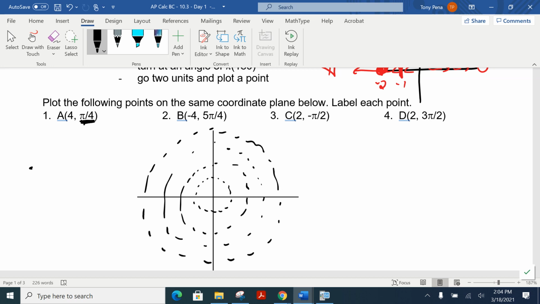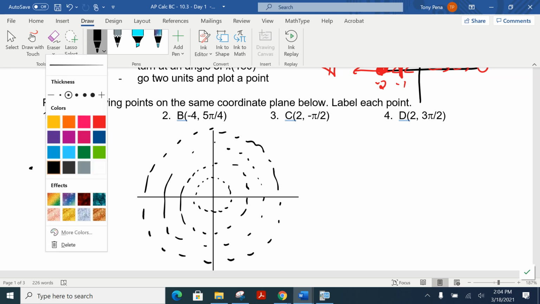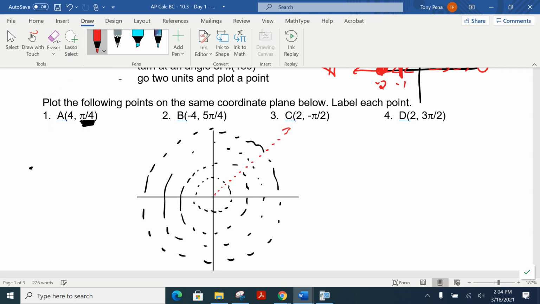If I ask you to graph this, this is telling you, look at angle pi over 4. So angle pi over 4 is right here. So we're going to be looking in this direction at pi over 4. And this tells us how many steps we want to go in that direction. So each circle is a step. So here's step 1, 2, 3, 4. That is point A.